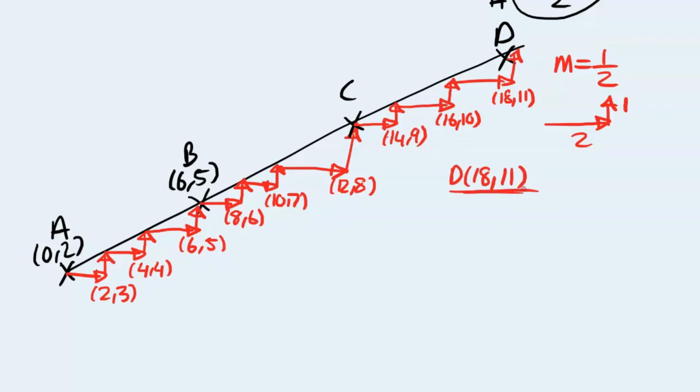Okay, so there we have it. So we know we've done this right. We've calculated the gradient of m is equal to a half, and then we started at A, 0, 2. We've done each step, and we actually reached point B, which is calculated as 6, 5, which is the same coordinate given to us in the question. So this is how we know that we've gotten the right value for the coordinate of D. So just remember, this whole staircase method is a very useful technique when it comes to calculating different points on the straight line, okay?